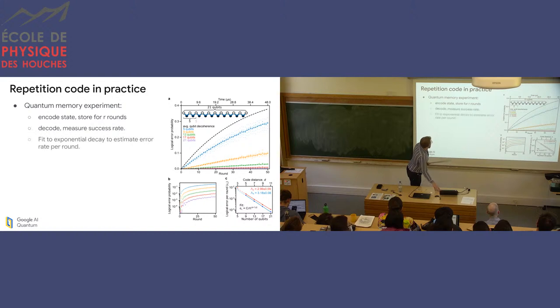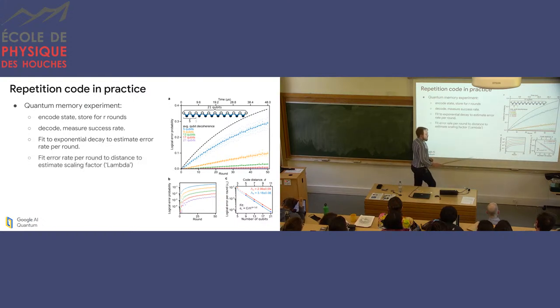Okay? And so then we can fit an exponential decay to estimate the error rate per round. That's what these blue lines behind the points are. If you take the gradient of this line as it goes to zero, you get your logical error rate per round. Okay. What we can do then is fit a straight line to this in the code distance. This gives us what we call the lambda value, which is the suppression rate.